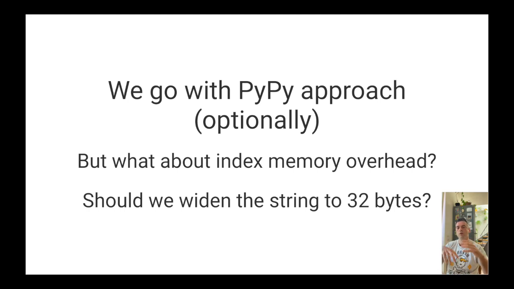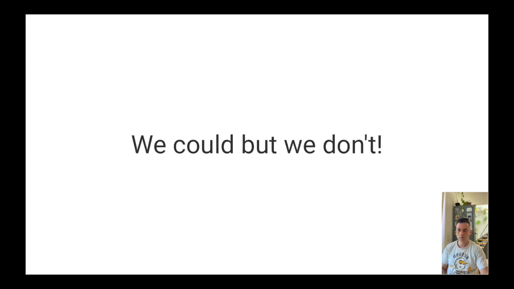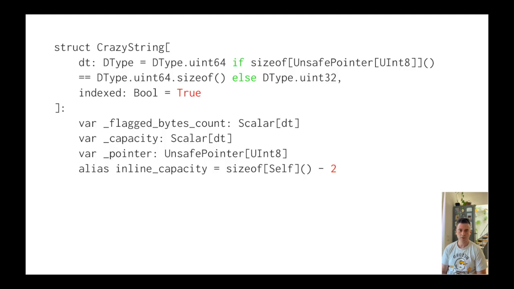I talked a lot about how we have this overhead of 24 bytes. This is already huge, even for small strings. We have 24 bytes which we're kind of wasting. Now I want to add another index which would widen the string to 32 bytes of overhead, right? Well, we could do this, but we don't do this, right? So we have a possibility to define the struct as follows.